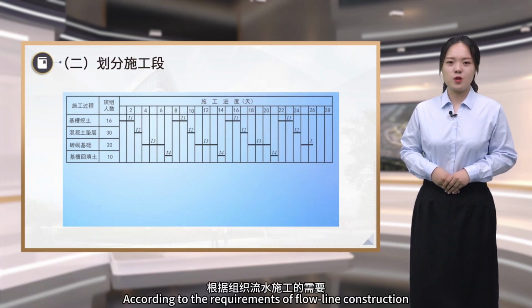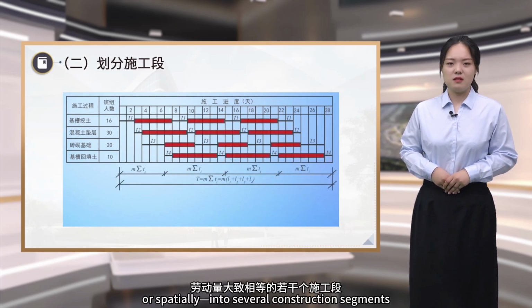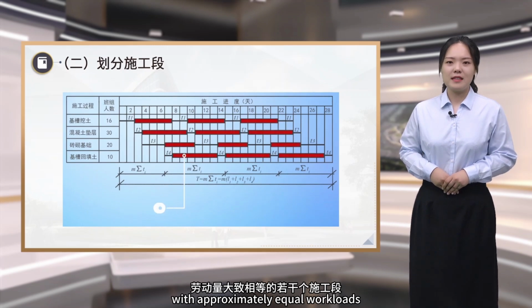Second, divide the construction segments. According to the requirements of flow line construction, the proposed building should be divided, horizontally or spatially, into several construction segments with approximately equal workloads.